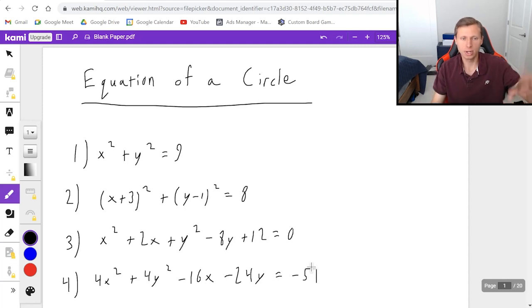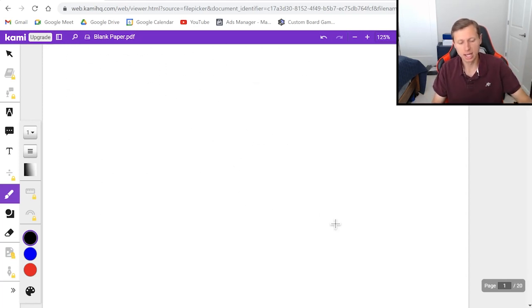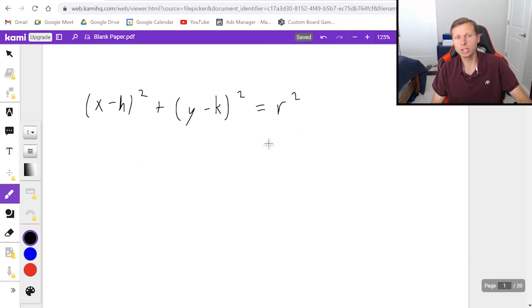But first, before we do any of these, I just want to quickly go over what the equation of a circle is. And that follows the basic formula (x - h)² + (y - k)² = r². In other words, the way you would use this equation is you would say the center is at (h, k), and you'll notice the minus signs, which means whatever you see there, it's going to be the opposite.